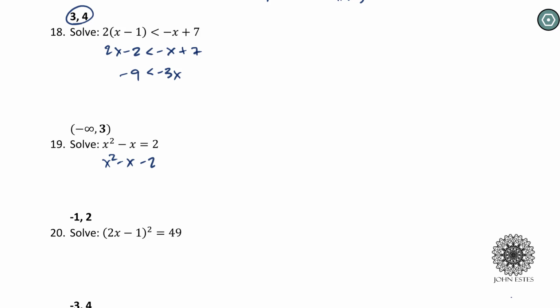So then when I divide both sides by negative 3, I would have x is greater than 3, but this is actually incorrect. So remember, when you divide by a negative, you have to flip your sign. So we had a flip because we divided by a negative here.